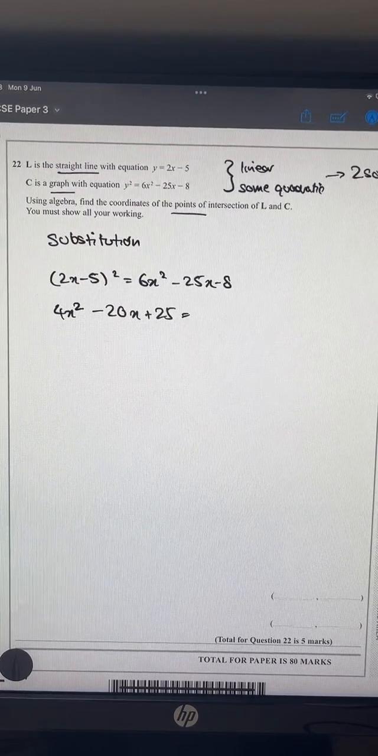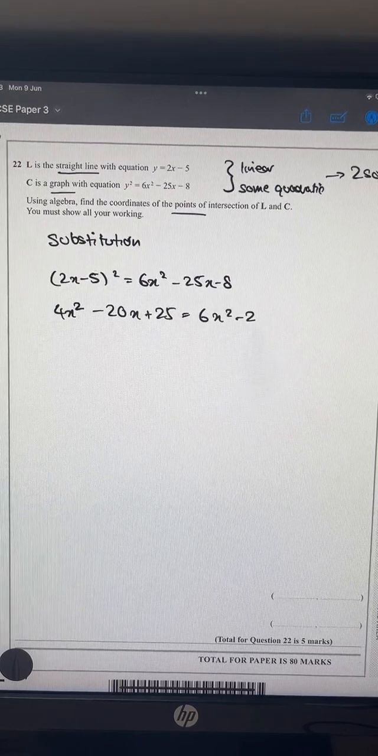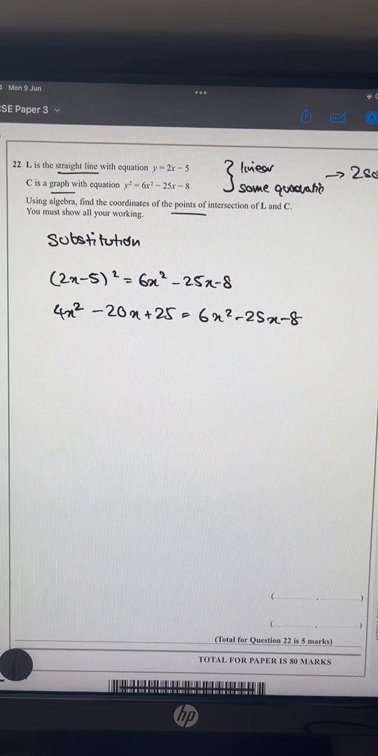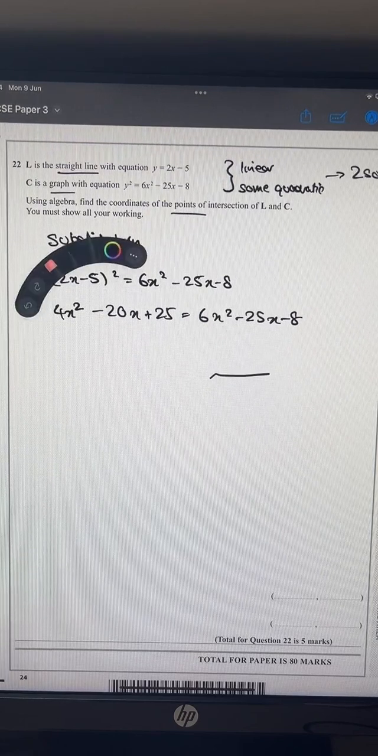Do let me know if you want me to go over anything. I'm going kind of fast with the expansion. 6x squared minus 25x minus 8. All right, now I'm going to rearrange, bring everything onto one side and make it equal to 0, so I can solve an equation. So bringing everything onto the right side, subtracting 4x squared, I get, oh, that's ugly.